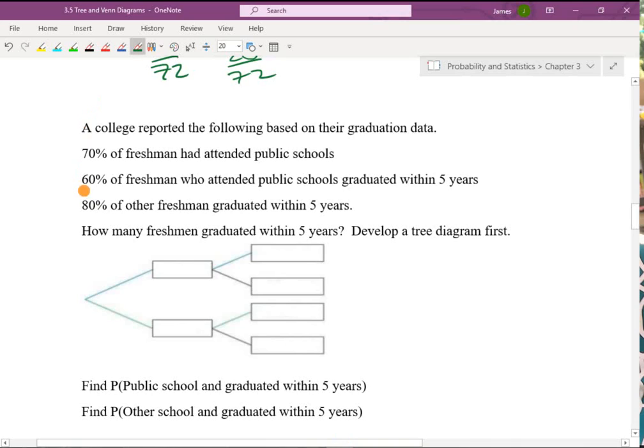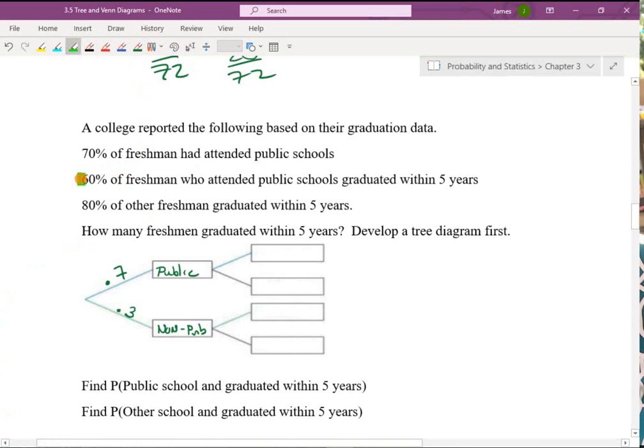So it says 70% of freshmen attended public schools. Let's say this row here is public schools, so we go public, and non-public. So if 70% attended public, does that make sense that the probability is 0.7? What's this probability? 0.3.